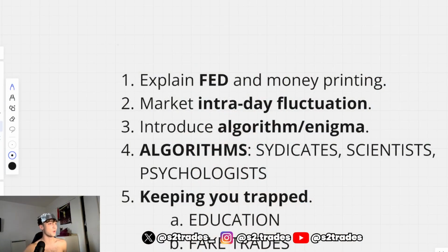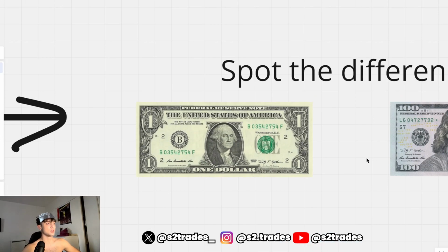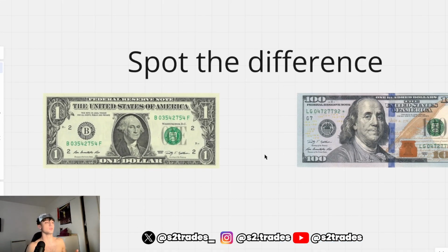So I'll be talking about the Fed and the money printing today, and why the markets actually fluctuate intraday when there's no news or whatever. The first thing I want to hear from you, comment down below, is what is the difference between these two, right? I'll give you 5 seconds to comment. 5, 4, 3, 2, 1.